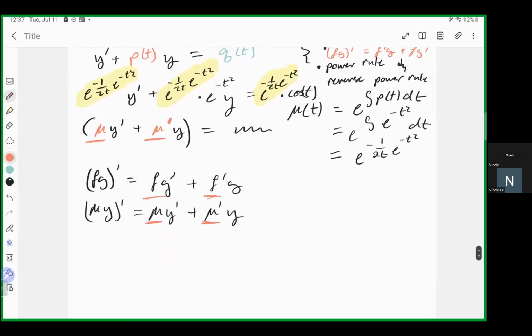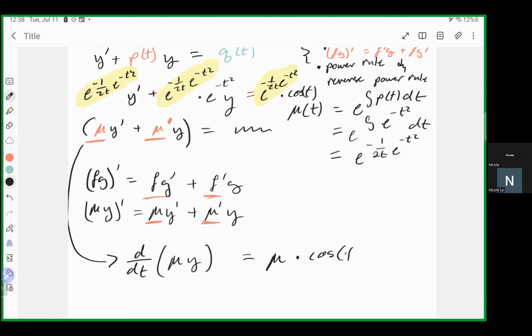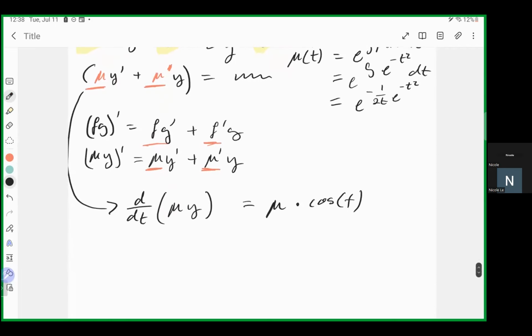So now that you can see the product rule, let's rewrite this product rule output, well, let's go backwards, right? To the original product, mu times y. Okay, so it's the same thing, we're just going backwards. Is equal to mu times cosine t.